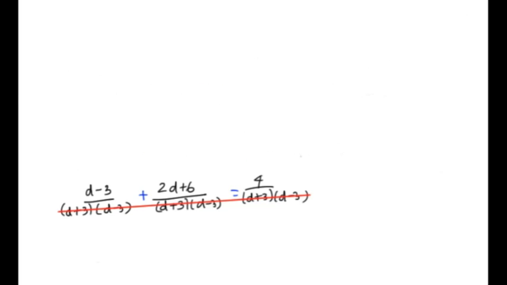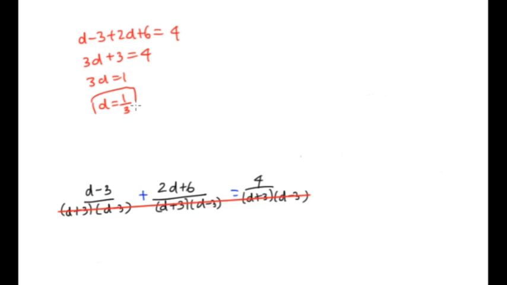That numerator is just d minus 3 plus 2d plus 6 is equal to 4. And this is just a piece of cake now. We can just combine like terms and get 3d plus 3 is 4. 3d is 1. d is equal to 1/3. So that was also a lengthy problem.